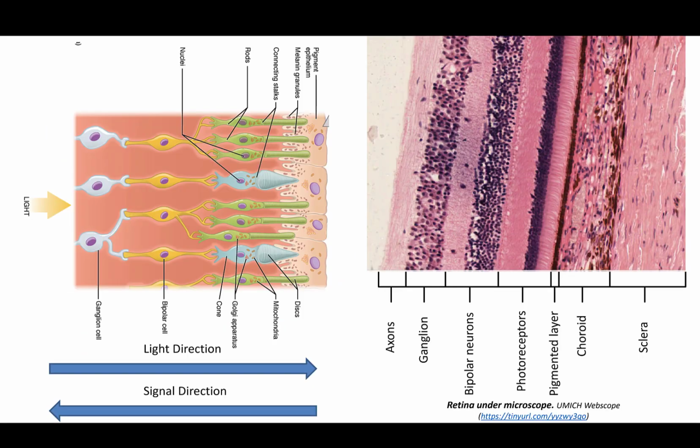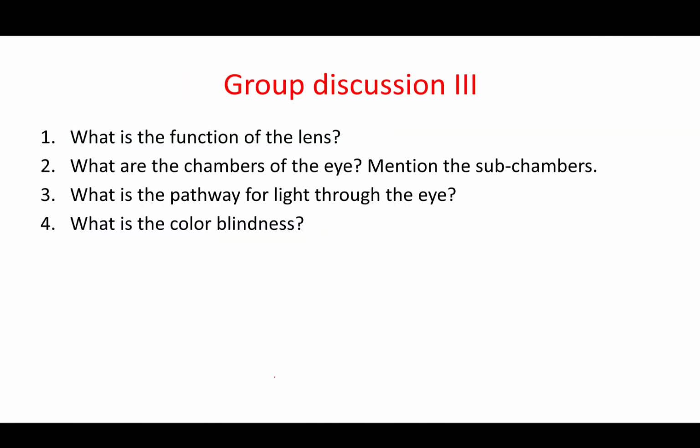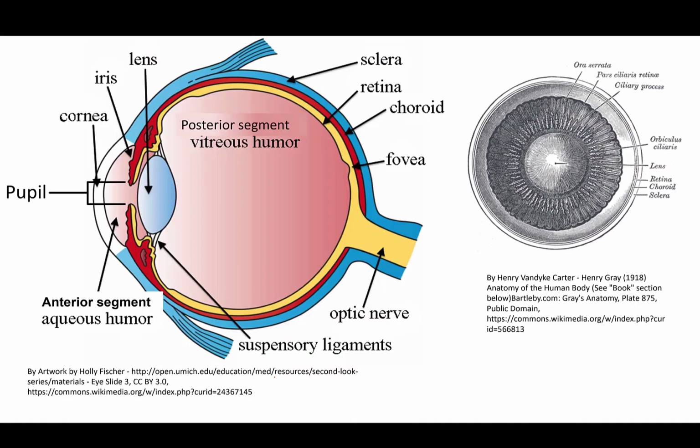Here again, the two pathways, the light direction and the signal direction. If we go back to the entire eye, the light has to come from outside. It will cross the cornea, the anterior segment, the lens, the posterior segment, all the way to the neural layer, and from there the signal, the action potential, will be transmitted through the optic nerve.